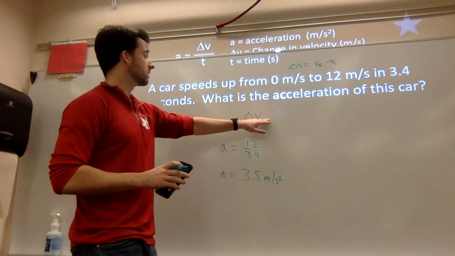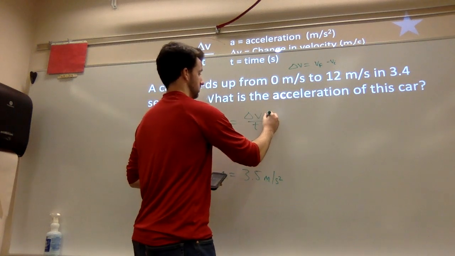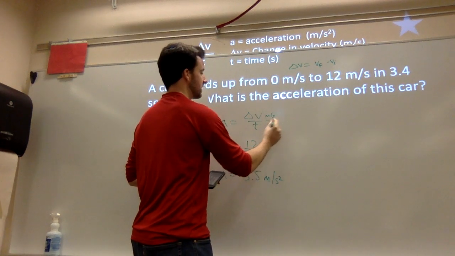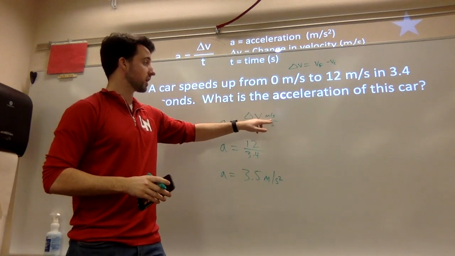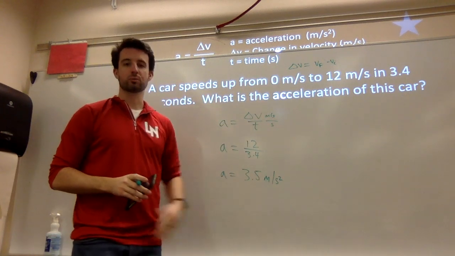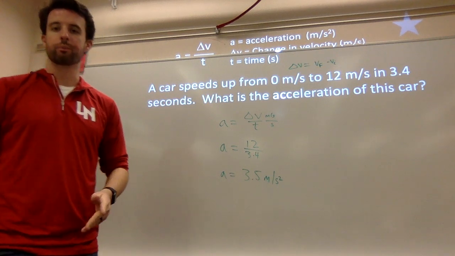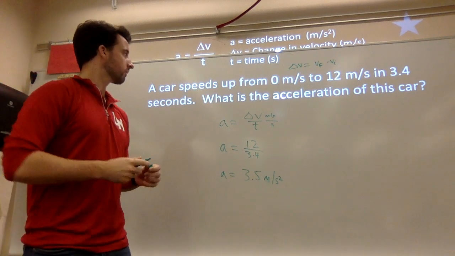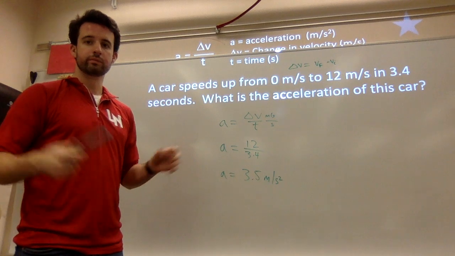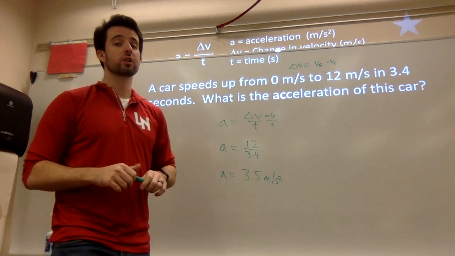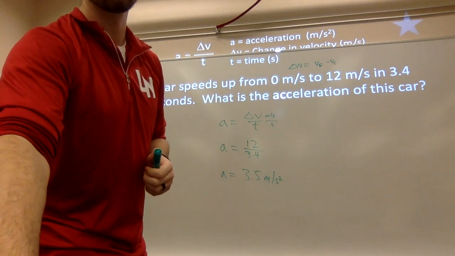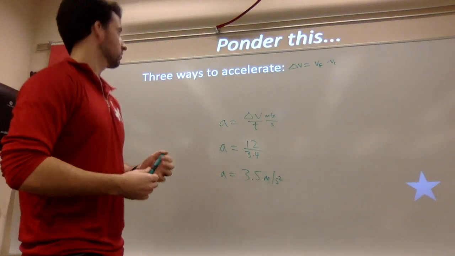Remember, velocity is meters per second, and then you're dividing it again by time, which is seconds. That's where you get meters per second squared. That's where that comes from. Sound good? Great.